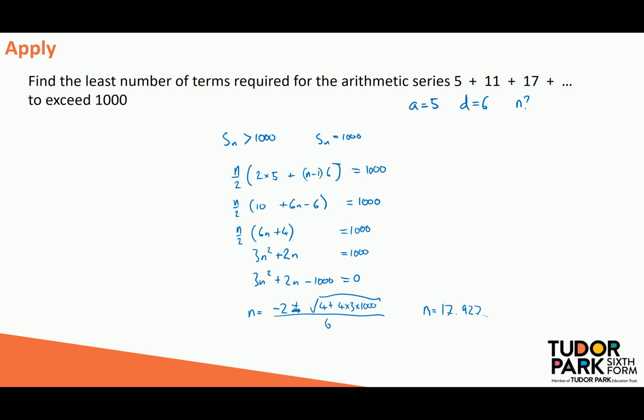So what do we do now? Well, we want the least number of terms for it to exceed 1000. If n was 17, it wouldn't yet exceed 1,000. It would be less than 1,000. So in this, we need to then take n to be 18.